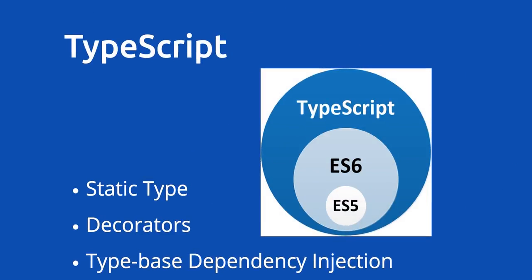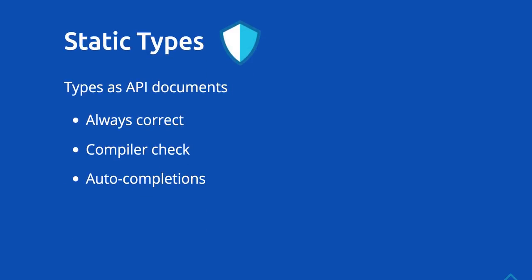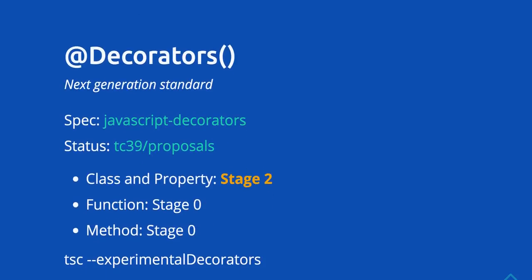So let's talk about TypeScript. TypeScript has been added for static type checking. It uses decorators and type-based dependency injection, right? It's a superset built on top of ES6, so you can easily use it. And we need to use a TypeScript transpiler to transpile ES6 plus TypeScript to ES5 code, right?